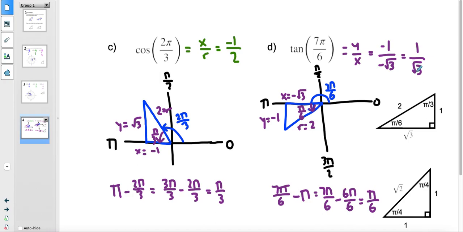So again, to evaluate these trig ratios, what are we doing? Well, we're drawing the angle out. Then we draw a triangle out from the x-axis. We need to figure out what angle is inside the triangle here. And then we just use a special triangle to find the trig ratio.